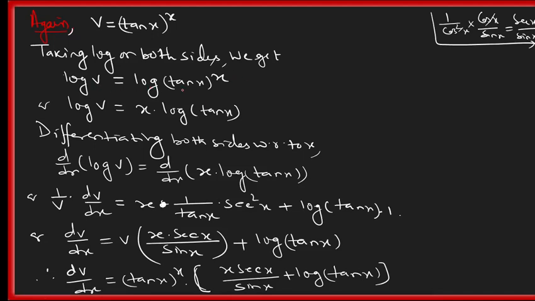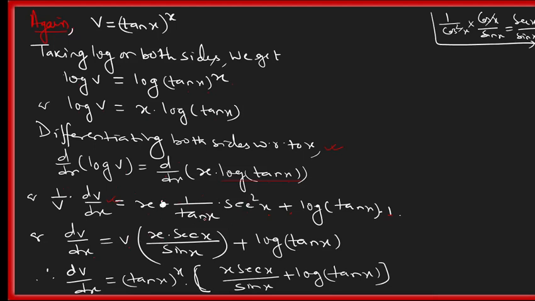Log v equal log 10x to the power x, log v equal x times log 10x. Differentiating both sides with respect to x, d by dx of log v equal d by dx of x log 10x. So 1 by v dv by dx equal first no change, derivative of log 10x is 1 by 10x times sec square x, plus second no change, derivative of x is 1. So dv by dx equal to v, it goes to multiply v times x.